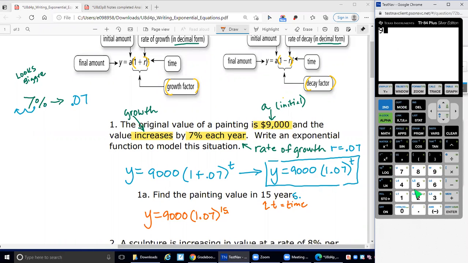But we're just going to type in 9,000, parenthesis, 1.07, close parenthesis, and then to put in the exponent, I have the caret. That's right below the clear, right? And then I put in 15, and then enter. And so we're talking about money. That means I usually like to include all my pennies, right?